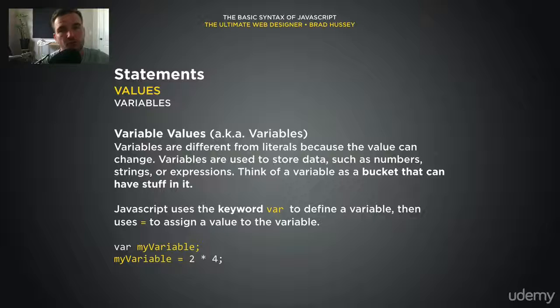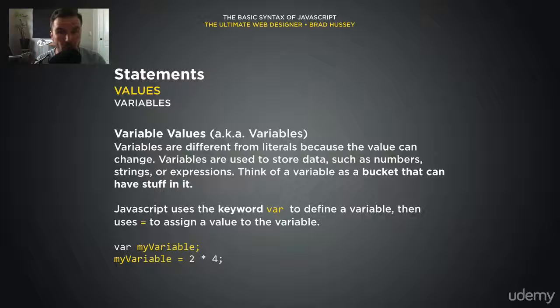Variable values are also known as variables, and they are different from literals because the value can change. Variables are used to store data, such as numbers, strings, or expressions. Think of a variable as a bucket that can have stuff in it, rather than something a little bit less hard to grasp, like a variable that can hold values. Think of it as a bucket on the beach, a big red bucket, or a blue bucket, or a yellow bucket. Your favorite color bucket that can have stuff in the bucket so that you can use later, and you can take that stuff out and put new stuff in it. So think of variables like that.